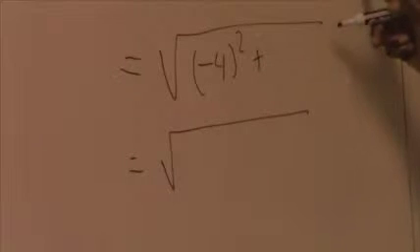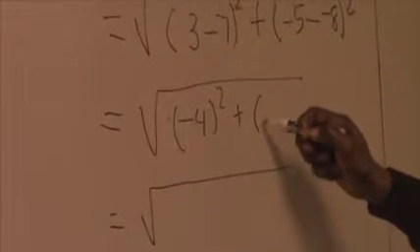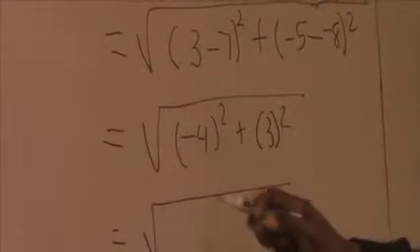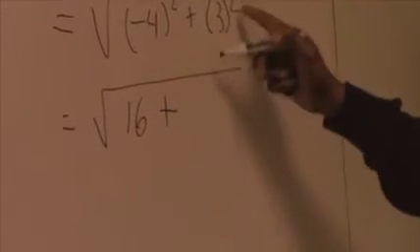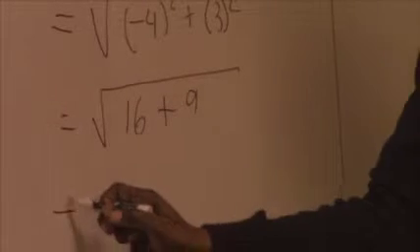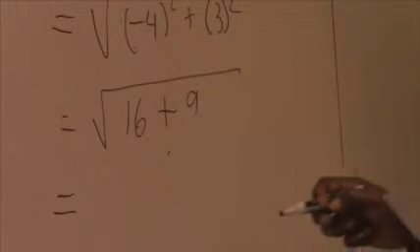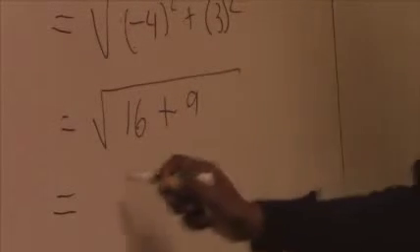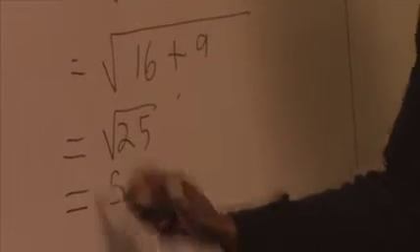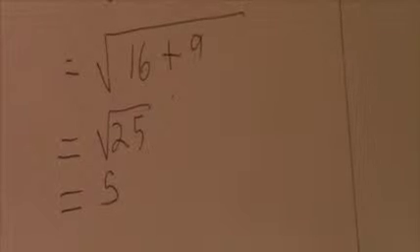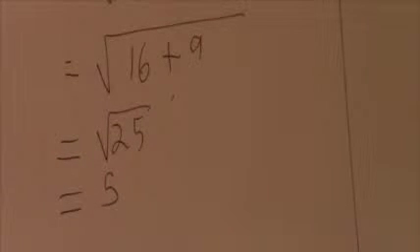-5 minus -8, that is going to give me 3. So I have 3 squared. -4 squared is going to give me 16. 3 squared is going to give me 9. 16 plus 9 is going to be 25. So I have the square root of 25, which is going to give me what? 5. So the radius in this case is just going to be 5 in whatever units we call it.